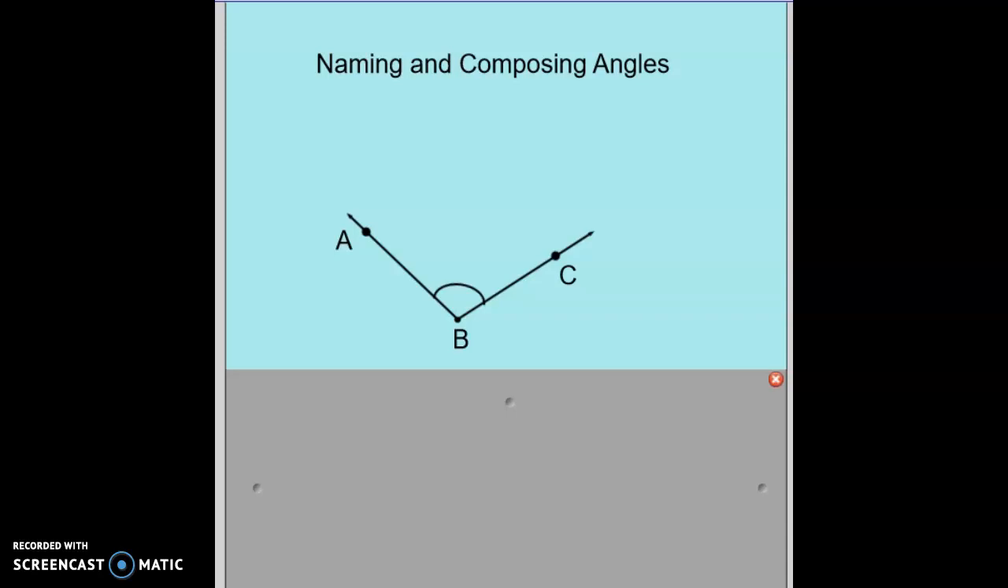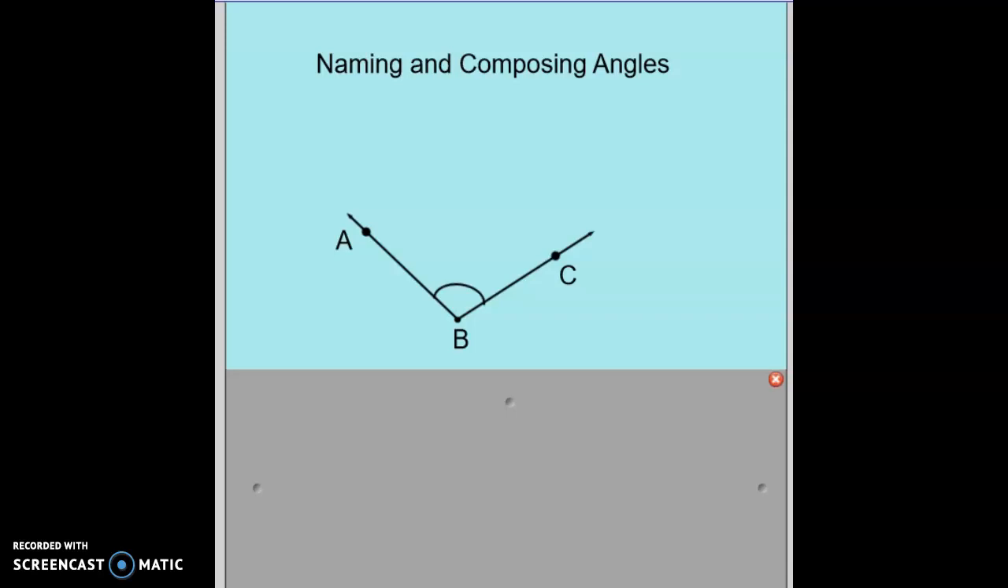Boys and girls, today for math class we are naming and composing angles. So the first thing we're going to do is review how to name an angle, because that really becomes a key part of how to compose angles. So let's start with naming angles. Take a look at the angle I have drawn here on the screen for you.